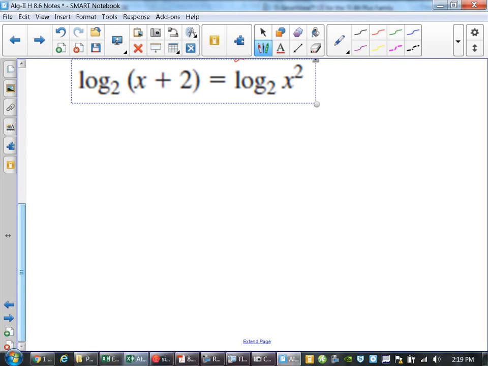Log base 2 of x plus 2 equals log base 2 of x squared. Do you have the same log base on both sides? Yes. Okay. So you just set whatever's left over equal to each other. And then how do you solve something with an x squared? Factor. Set it equal to 0 and factor.